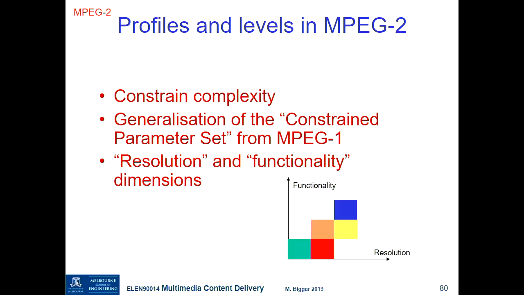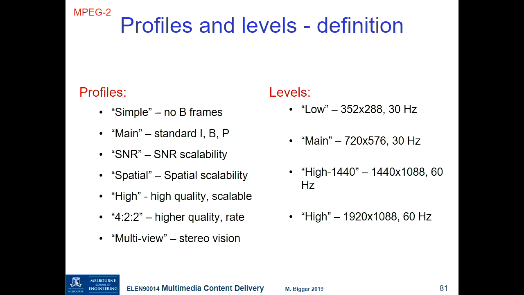And those 2 axes ended up being called profiles for functionality and levels for resolution. So the idea was that maybe some people would want to build really simple, cheap decoders. Simple meaning no B frames, no B pictures, and perhaps very low resolution, just half standard TV resolution.